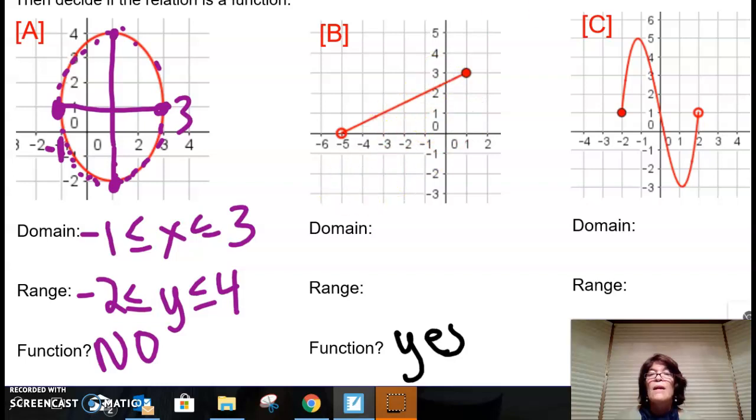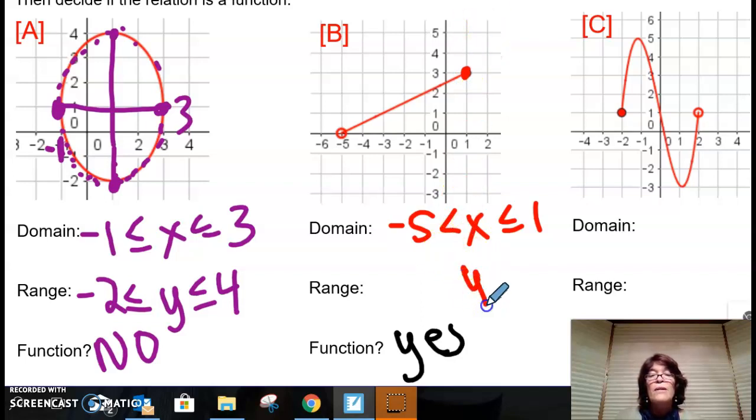That's great. The domain, I'm looking at the smallest x up to the biggest x. So it looks like it goes from -5 to 1. Notice where I put my less than and where I put my less than or equal to. Where there's an open circle, I put less than. It's not equal to -5. X is greater than -5, but it's less than or equal to 1 because that's shaded in.